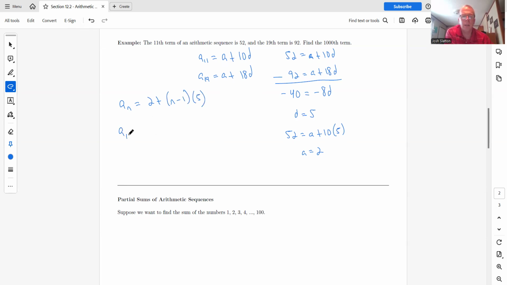And then we can find the thousandth term. So 2 plus 1,000 minus 1 times 5. And so that would give us 2 plus 999 times 5, which is 4,997.